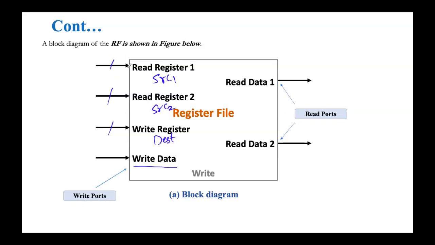So we call these your ports. There are 2 read ports and 4 input ports: 2 for your operands, 1 for the destination, and another port for the value of your ALU result. So what is the output of this register file? It reads data 1 from your register 1 and data 2 from your register 2.